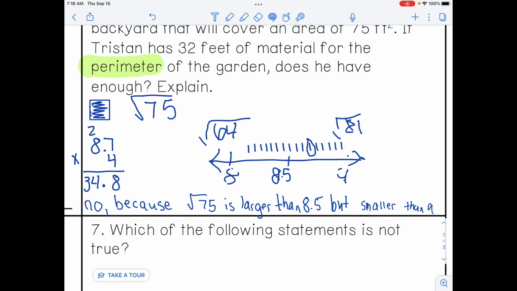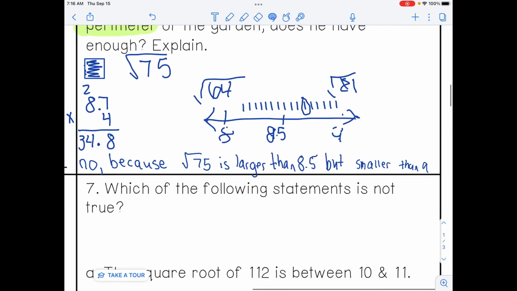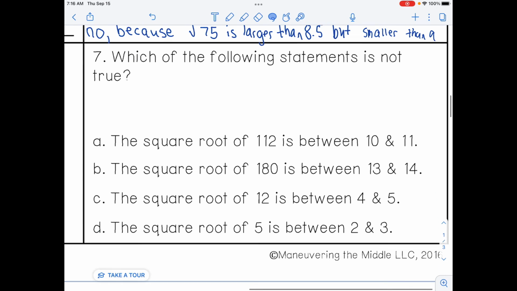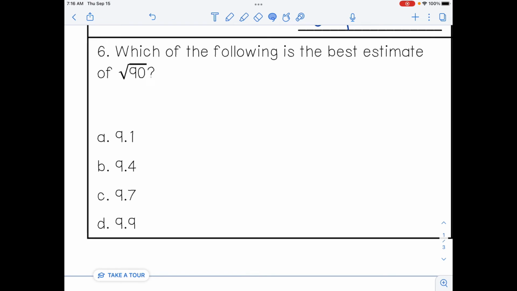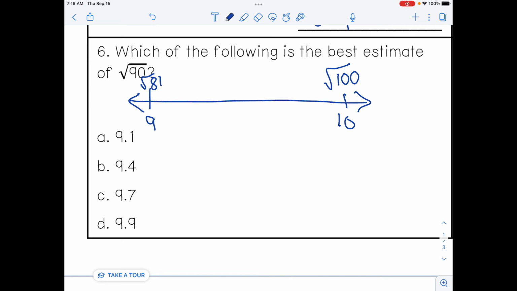All right, continuing. Which of the following is a best estimate of the square root of 90? So again, you can use the notes table for finding where I got this information. I know that the square root of 81 is 9, which means I'm looking at the next number being 10, and that is the square root of 100.